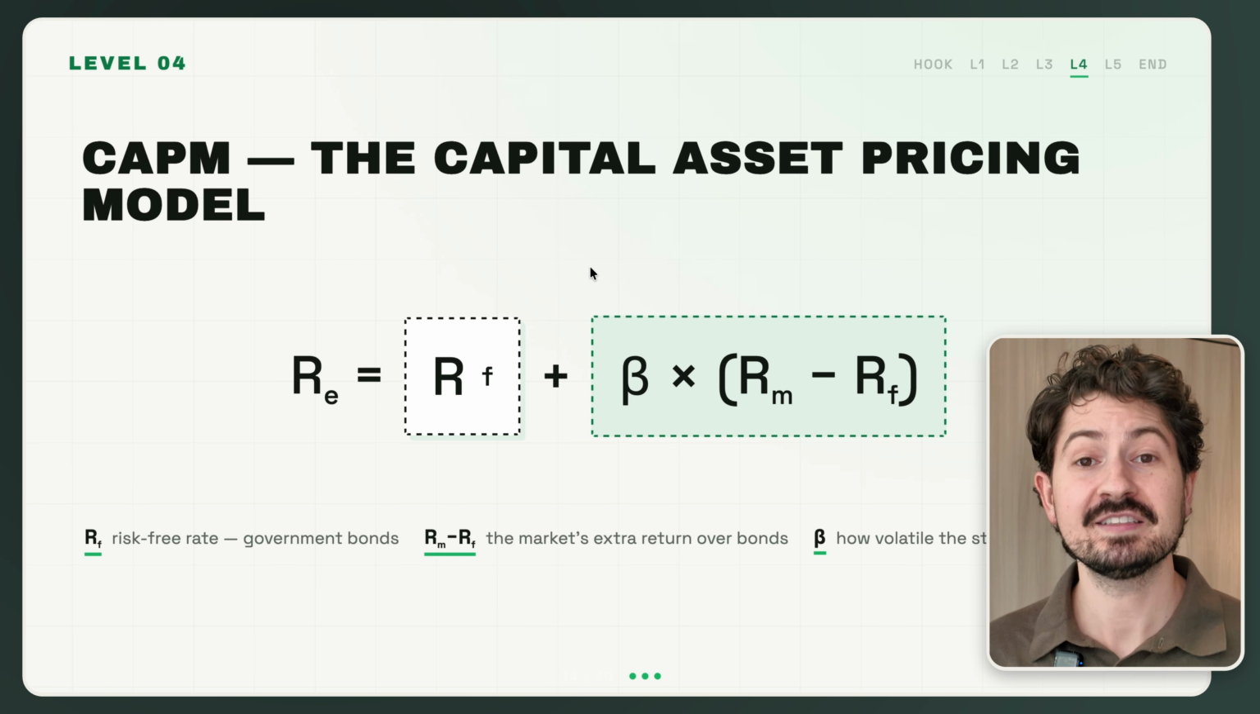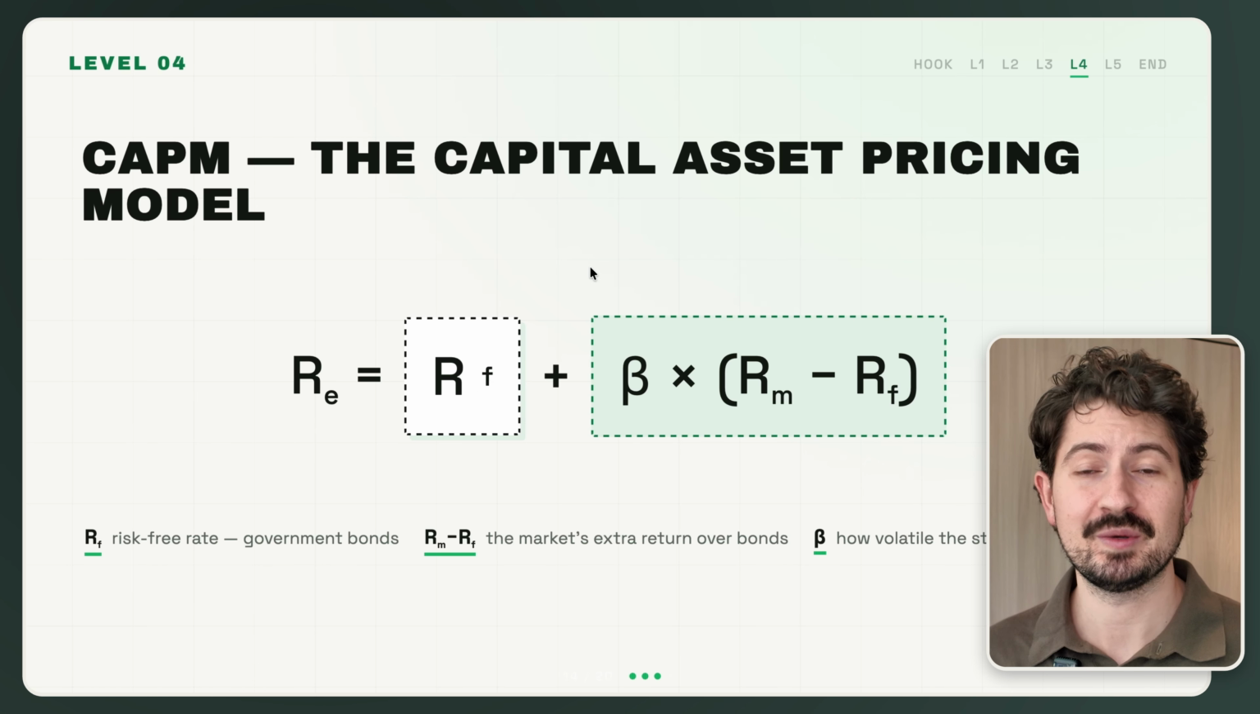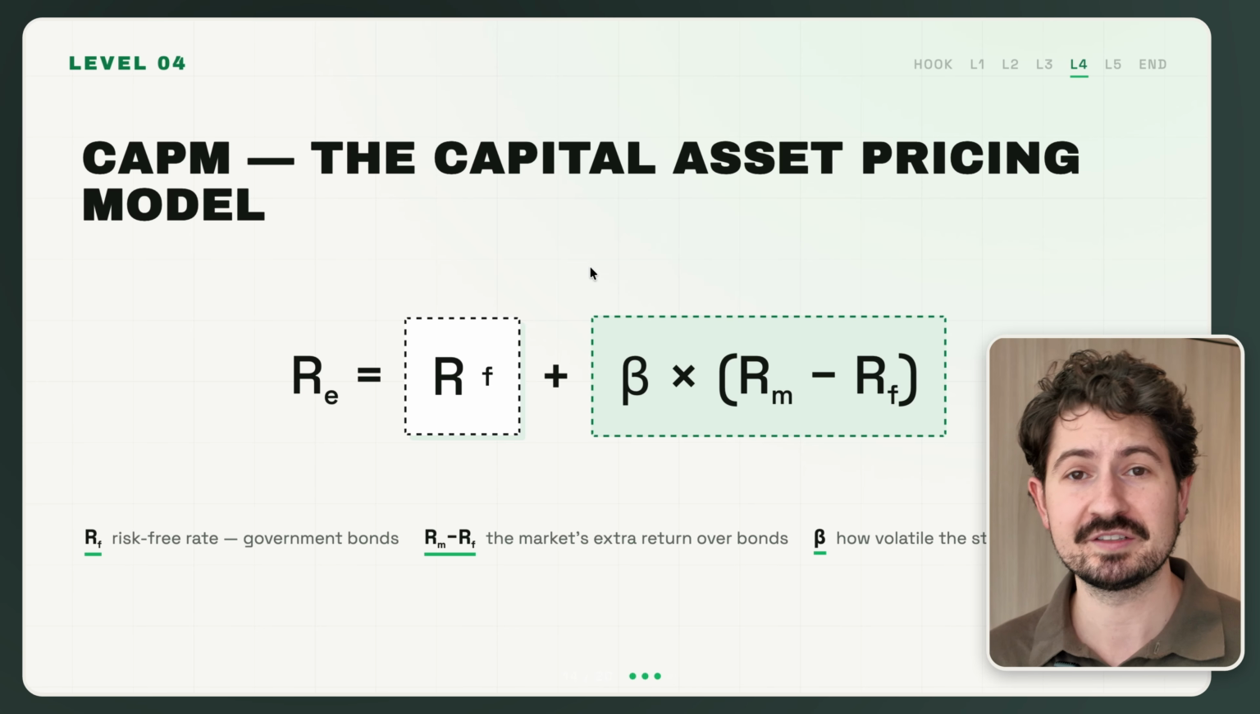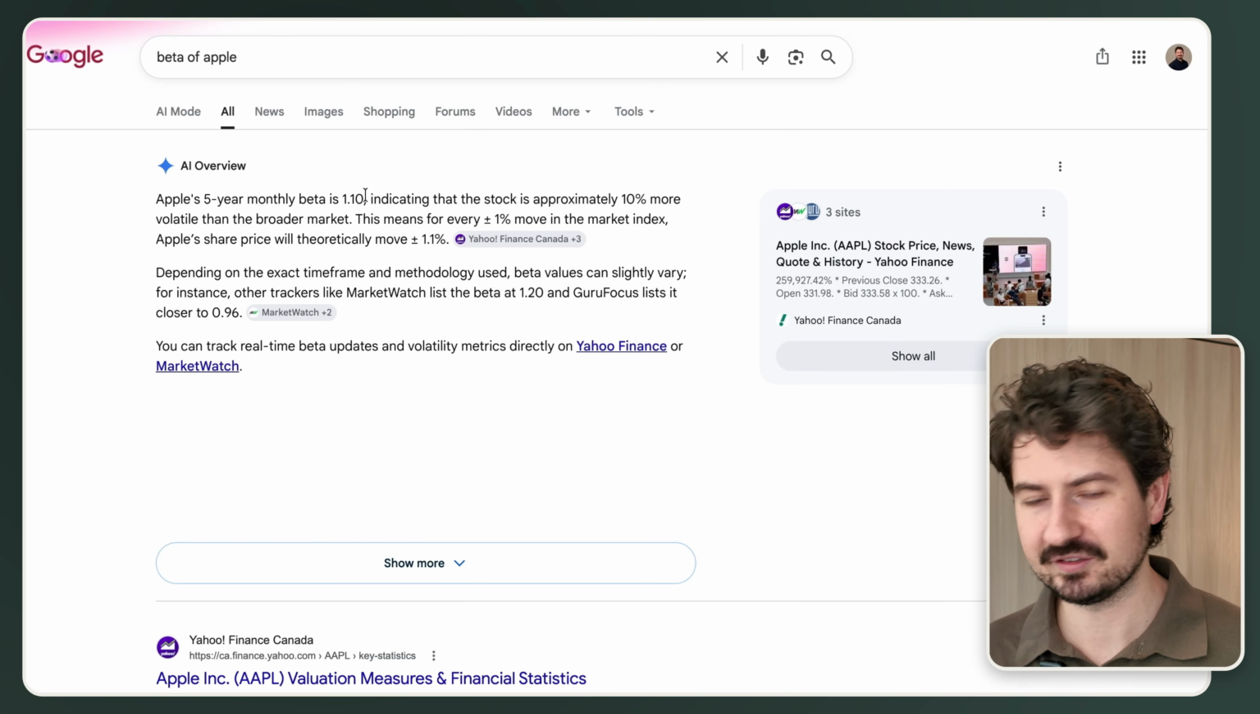And beta is an estimation of risk. And what is used to estimate risk is the volatility of the given stock that you're looking at. Basically, how often it swings up and down and how severe those swings are. And you can just look this up for most public equity companies that you're looking at. Apple, for example, looks like it's about 1.1.